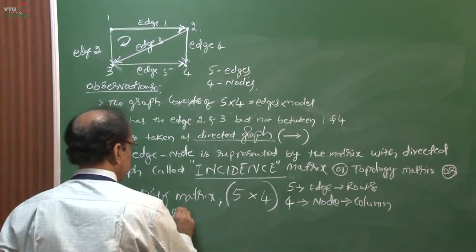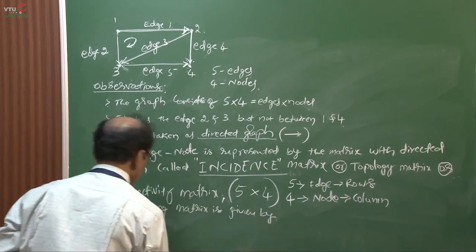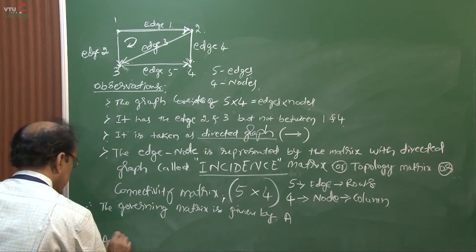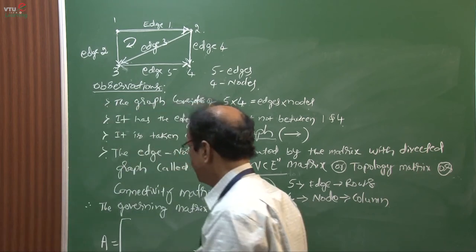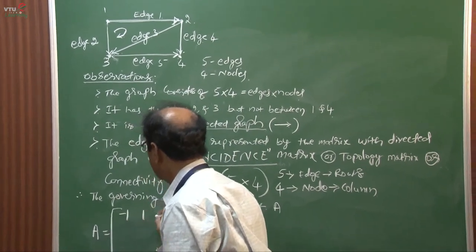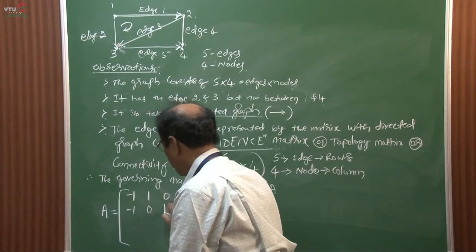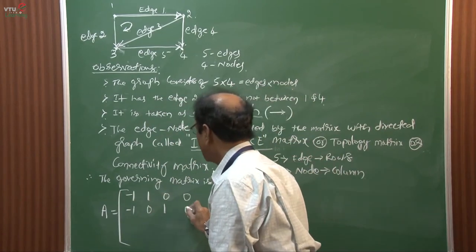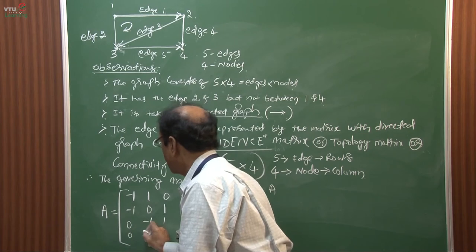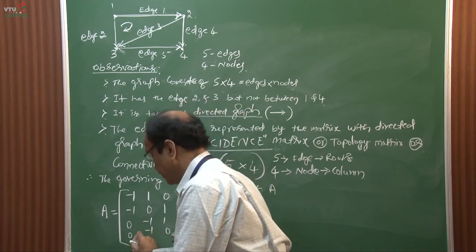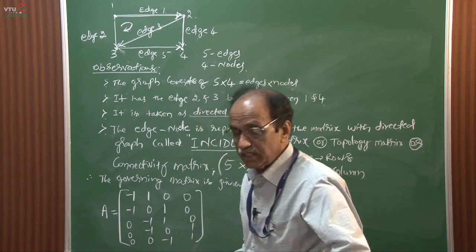Therefore, the governing matrix is given by A, that is called the incidence matrix. A is equal to, I will represent these numbers by means of a matrix. Now, the first row, minus 1, 1, 0 and 0. Next is minus 1, 0, 1. I shall explain all these rows. First, you collect all these numbers. Then 0, minus 1, 1, 0, 0, minus 1, 0, plus 1. Next is 0, 0, minus 1 and plus 1. This is your incidence matrix.